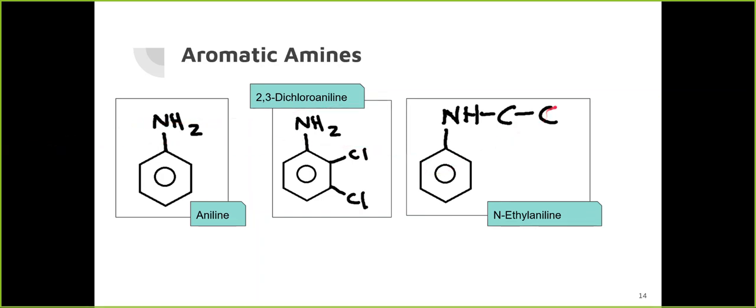And here we've got an ethyl group attached to our amino group, but this is still an aniline because we've got the benzene ring here. So you denote the ethyl with an N. So this is N-ethyl aniline. Any questions there at all?